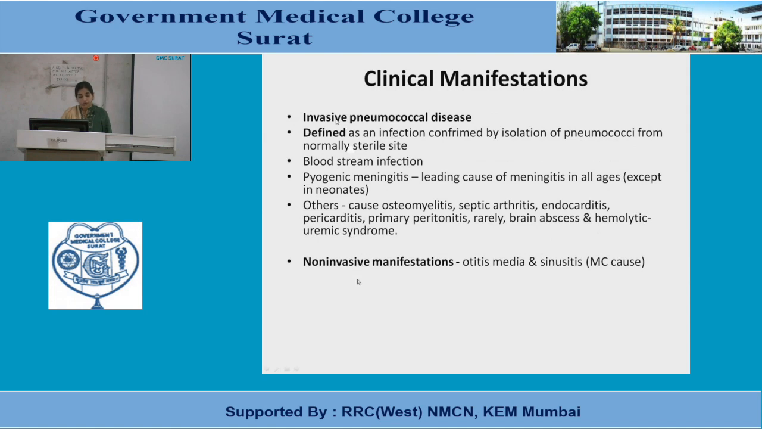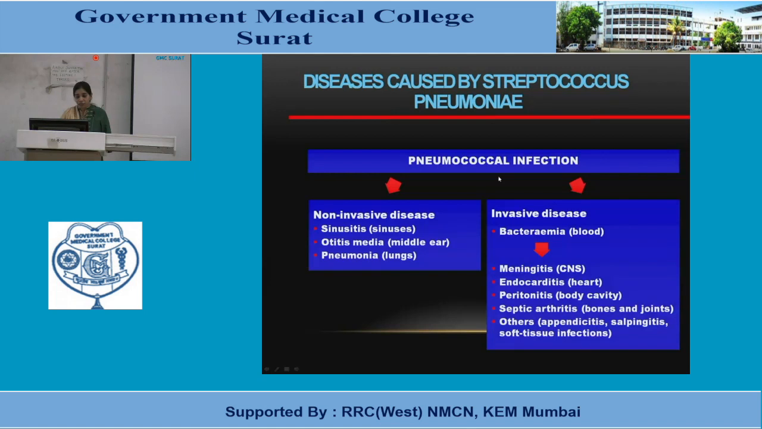syndrome. And the non-invasive manifestations are otitis media and sinusitis, the most common cause in children. So over here I have differentiated it: non-invasive disease and invasive disease. Non-invasive: sinusitis, otitis and pneumonia from the lung, and invasive: bacteremia from blood, causing meningitis in the CNS, endocarditis in the heart, peritonitis in body cavities, septic arthritis in bones and joints, and others like appendicitis, salpingitis, and soft tissue infections caused by pneumococcal infections.